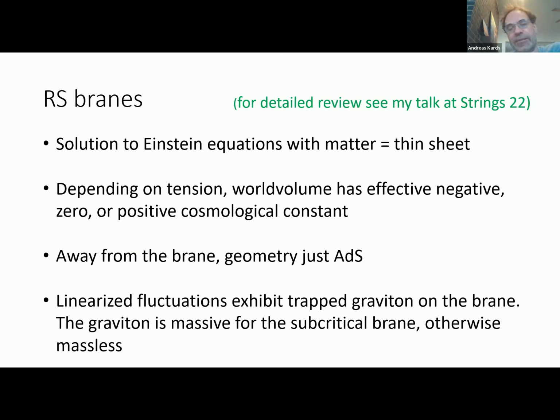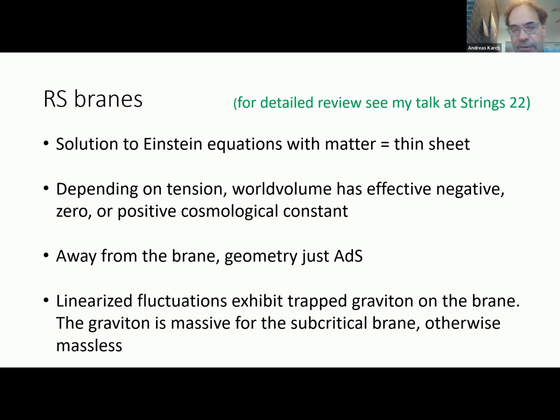So this is all about a story about Karch-Randall-Sundrum branes. These branes are a solution to Einstein's equations where the only matter added is a very thin, infinitesimal sheet whose action is basically only a tension term. It wants to minimize its worldvolume area. Depending on the value of the tension, the induced metric on the worldvolume can end up having a negative, a zero, or a positive cosmological constant. These values I would refer to as the subcritical tension, the critical tension, and the supercritical tension.